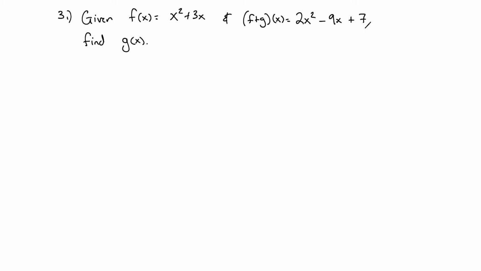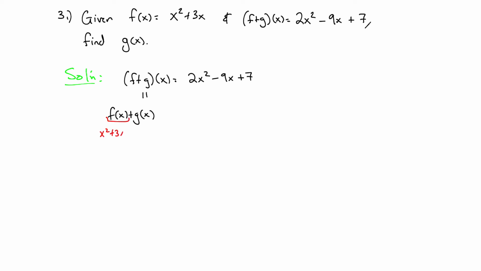Which is, given that f of x is equal to x squared plus 3x and f plus g of x is equal to 2x squared minus 9x plus 7, find g of x. So this is a fun little exercise in understanding, in definition chasing, essentially. So, we know that f plus g of x from the problem is 2x squared minus 9x plus 7. But we also know that by definition, f plus g of x is f of x plus g of x.